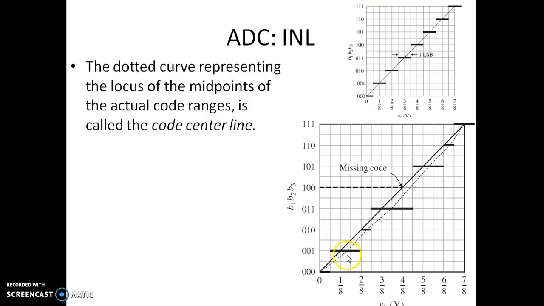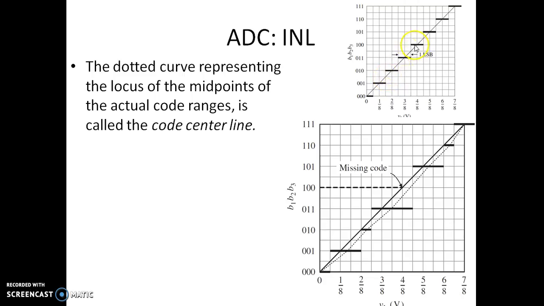As you can see, this width is not always 1 LSB. Whereas in the ideal case, the output will be a particular code, that is 001, for 1 LSB length of the input voltage. But as you can see here, this is not exactly 1 LSB, it keeps on changing here.